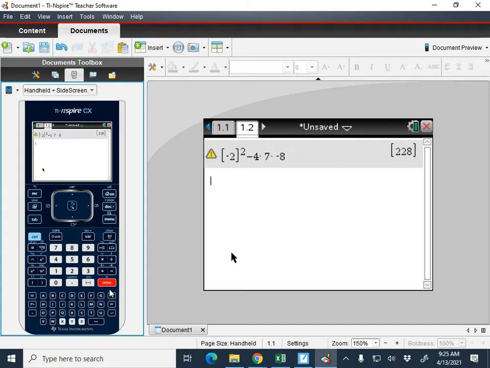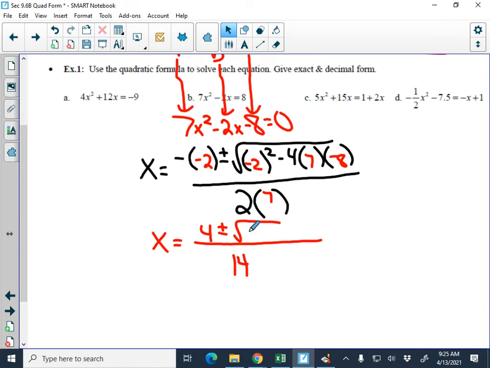Is that what you got? That doesn't seem right. I think it is. All right, as long as we get 228, we're good. I don't know why I put it in the brackets. So we'll put 228.